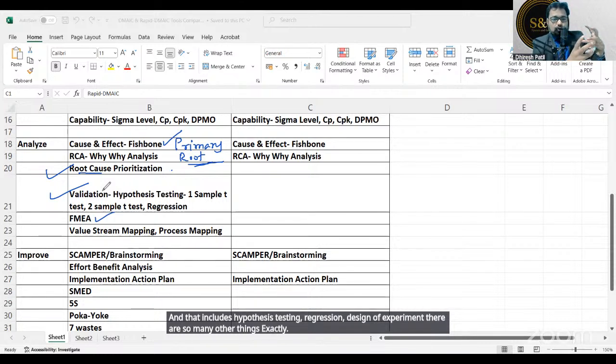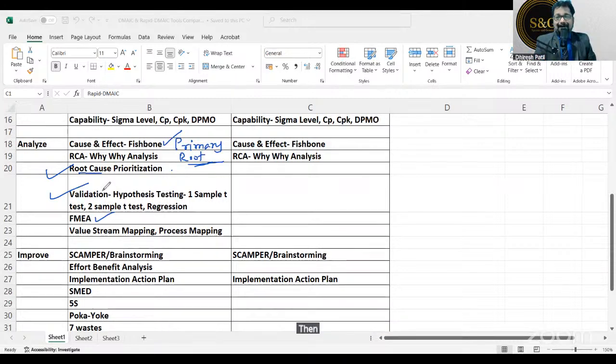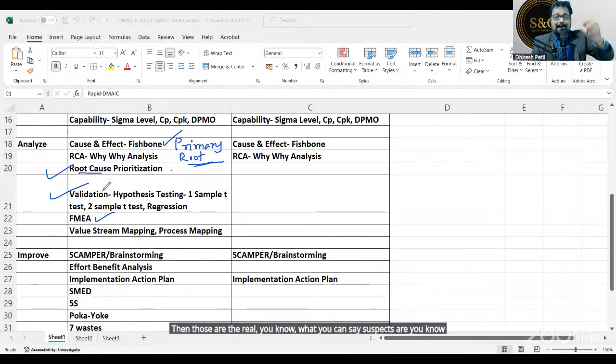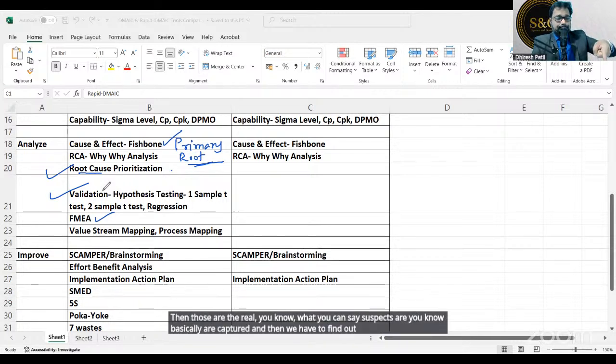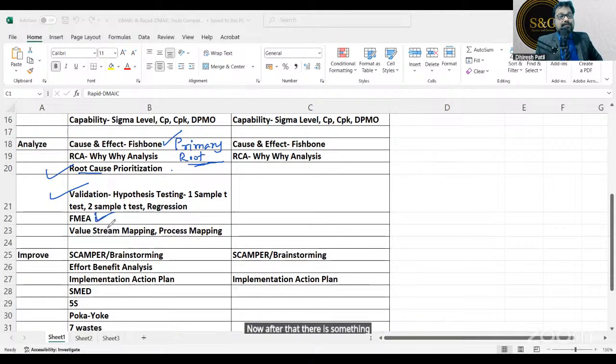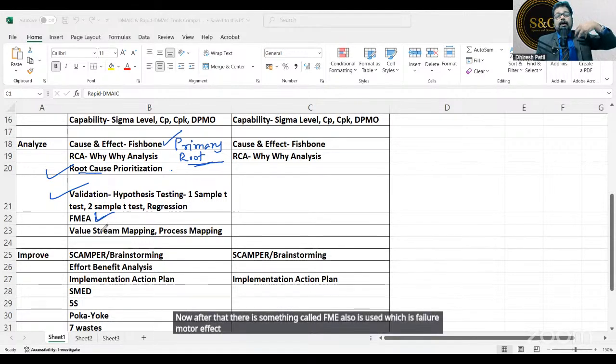So you correlate those suspects with the data, and if that correlation is successful, then those are the real suspects, basically captured, and then we have to find out the solutions for them. Now, after that, there is something called FMEA also used, which is failure mode effect analysis, used to identify the potential problems.